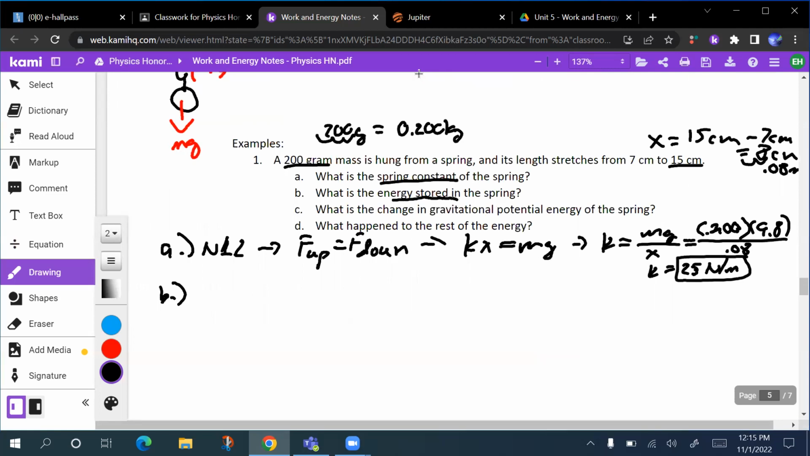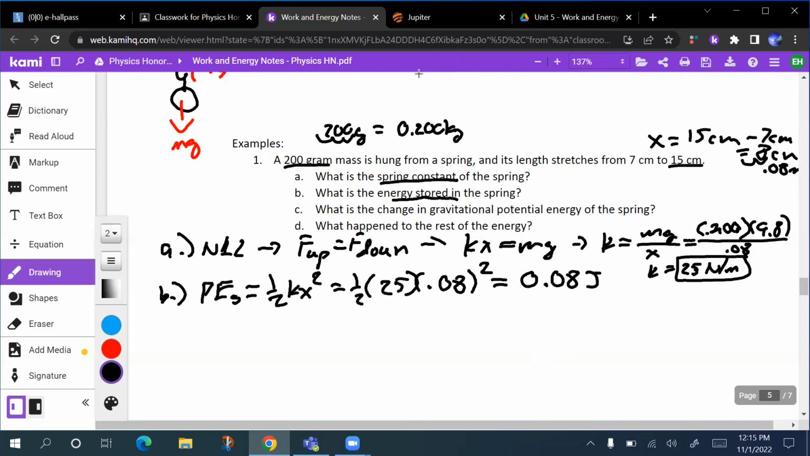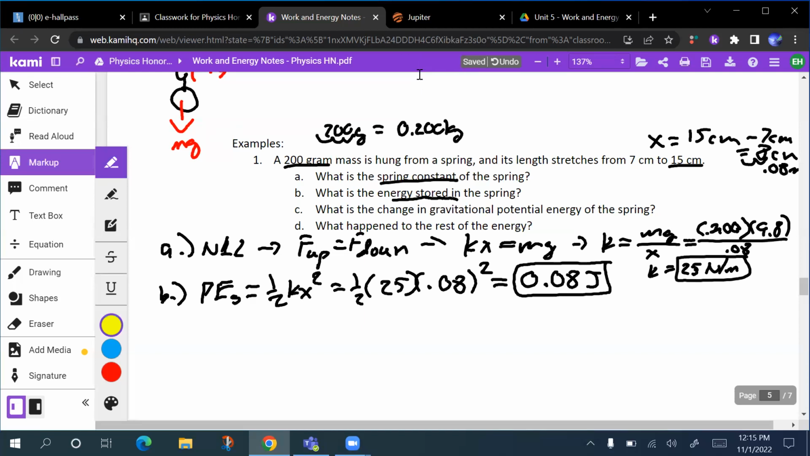Part B, what is the energy stored in the spring? Well, that would be the spring potential energy. So that one is a straightforward calculation. We're going to go 1/2 kx squared, 1/2 times 25 times 0.08, the distance stretched, squared. Start with the 0.08 squared first, then times 25, then take half. And you get 0.08. Now the unit for any kind of energy is the joule, and that is abbreviated with a capital J. Capital J stands for joule.